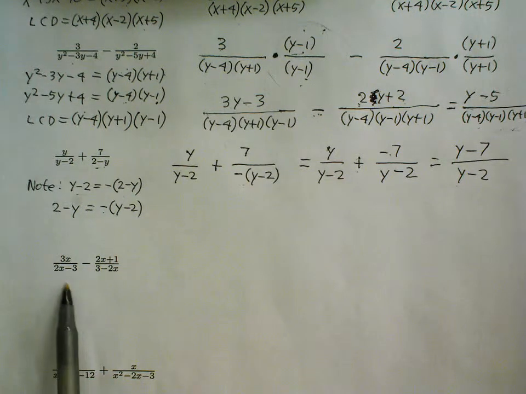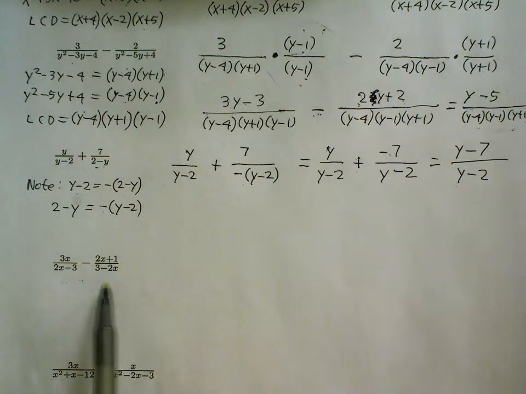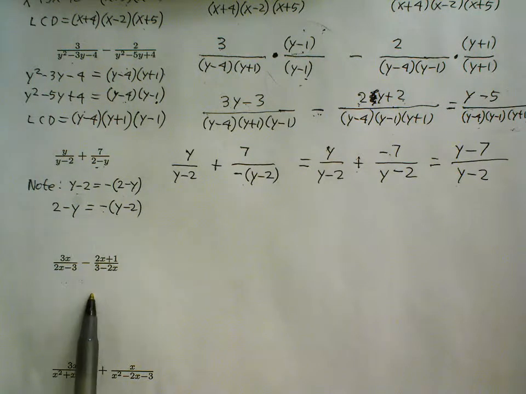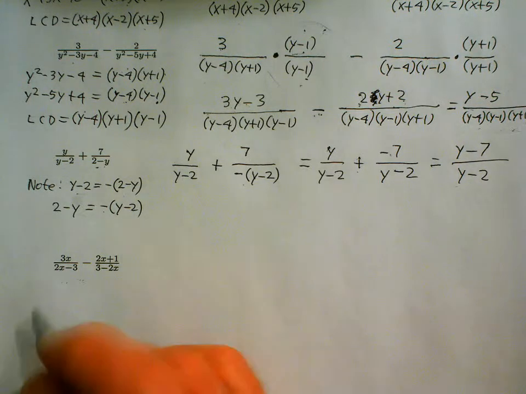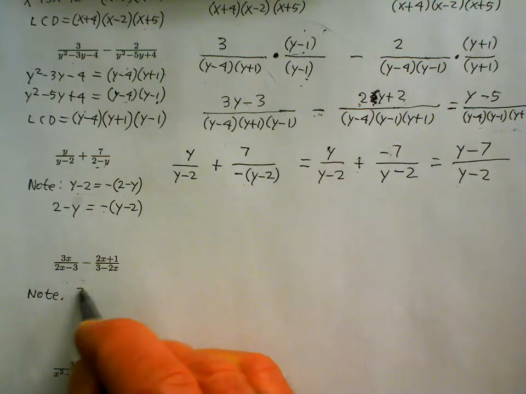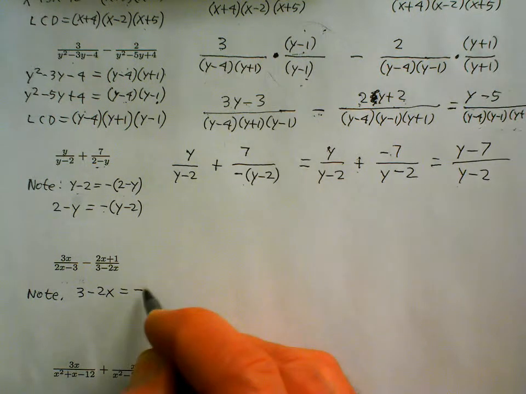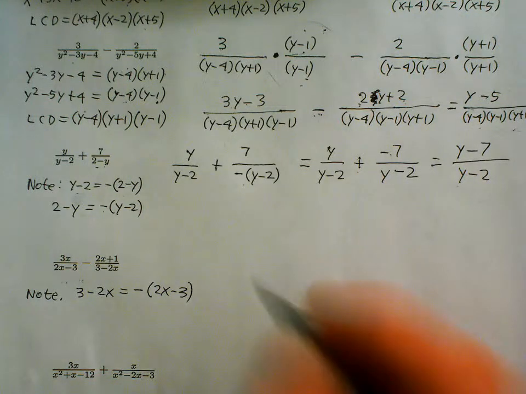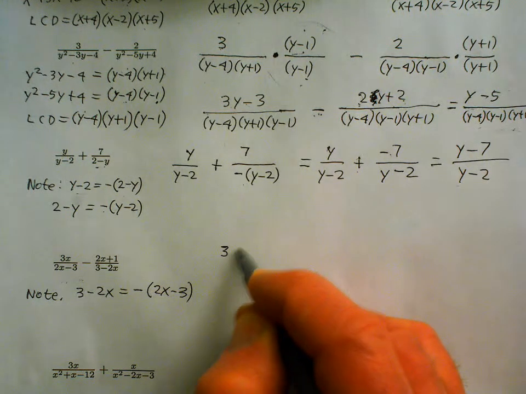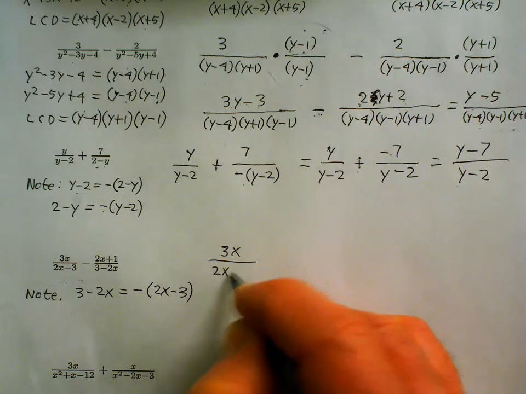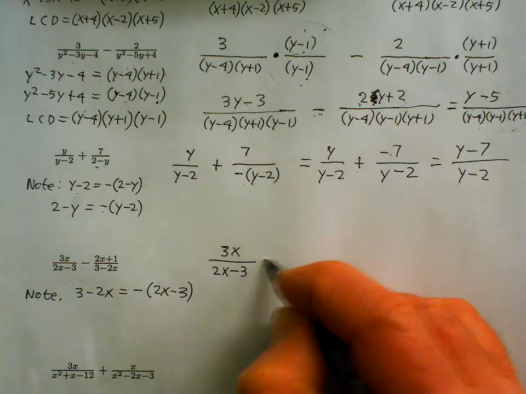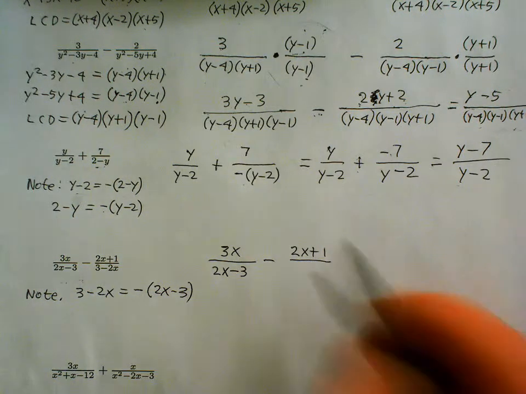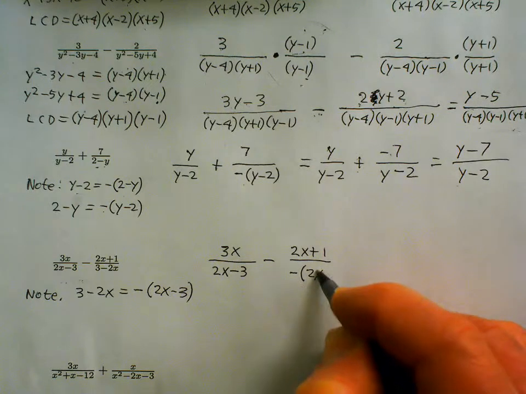Okay, the next one, 3x over 2x minus 3 minus 2x plus 1 over 3 minus 2x. This is the same sort of thing that we saw in the previous example. So we just note that 3 minus 2x is equal to the negative of 2x minus 3. So I'll leave the rational expression on the left the way it is for the moment, 3x over 2x minus 3, and then minus 2x plus 1 over, this time I'm going to replace 3 minus 2x with the negative of 2x minus 3.